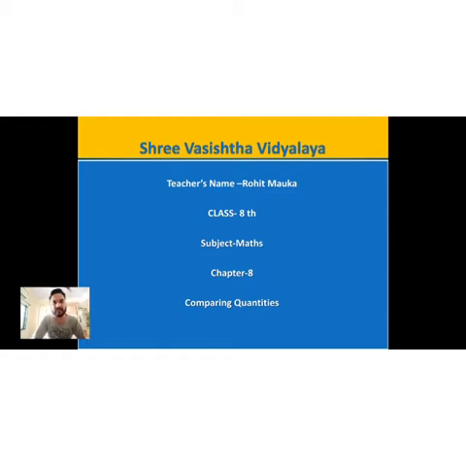Chapter number 8, comparing quantities. In this chapter we have to compare quantities, or find the profit and loss, discount, GST, and many other things. In comparing quantities, we compare quantities according to their length, breadth, and rupees, with different questions.